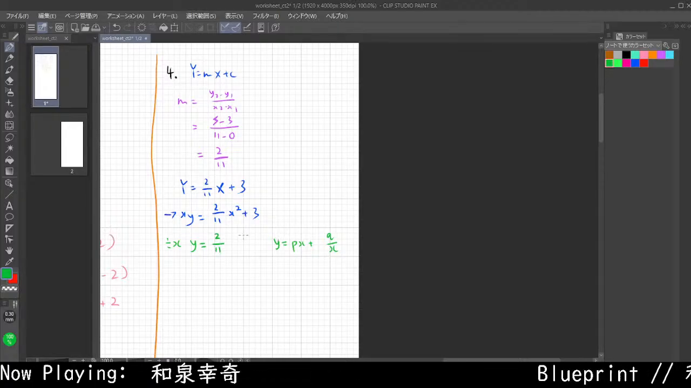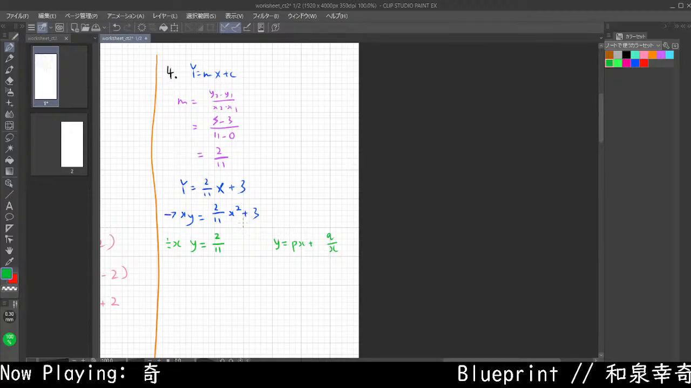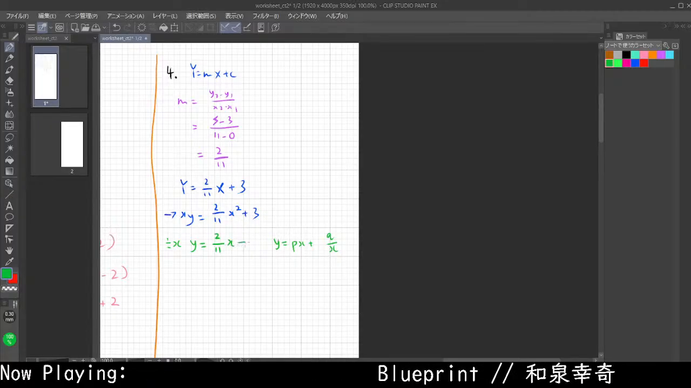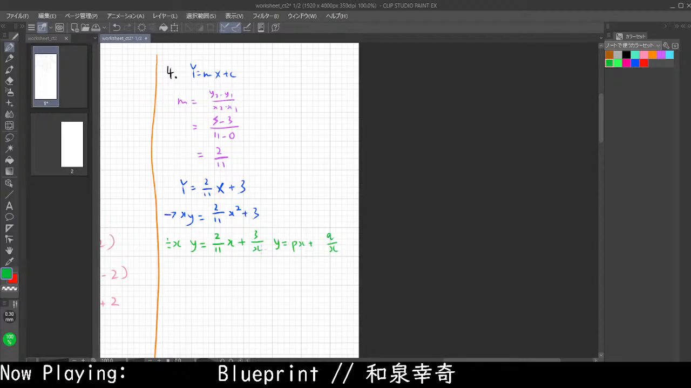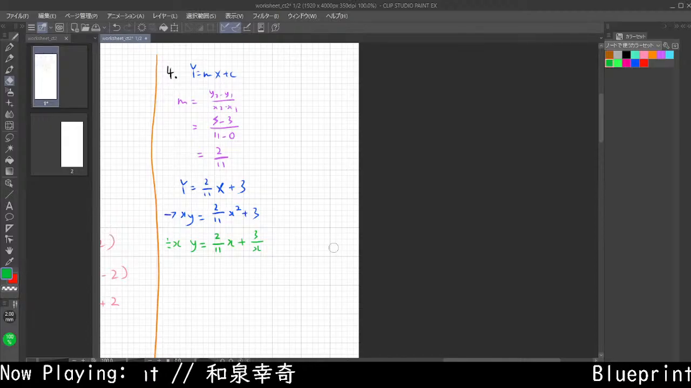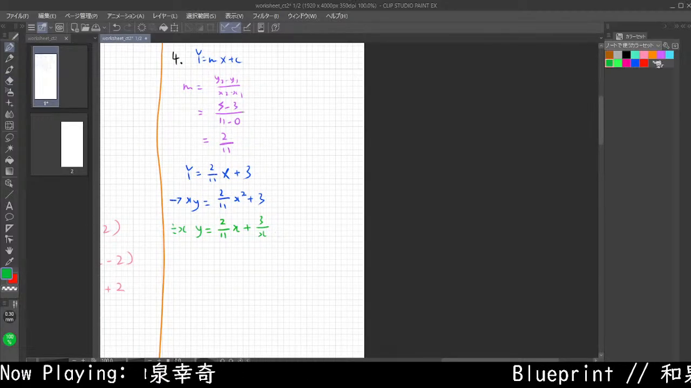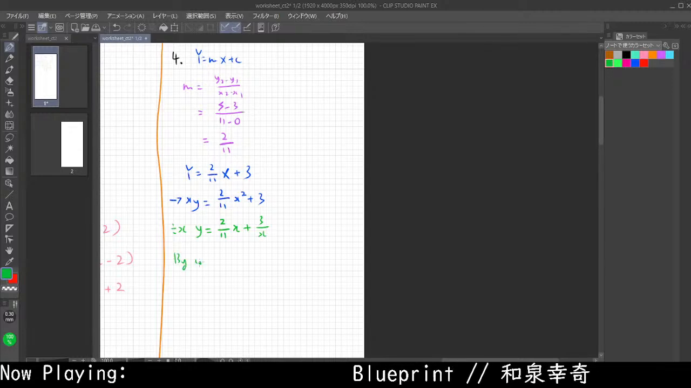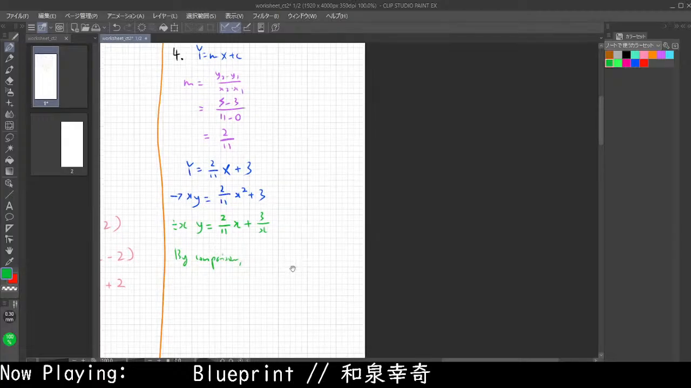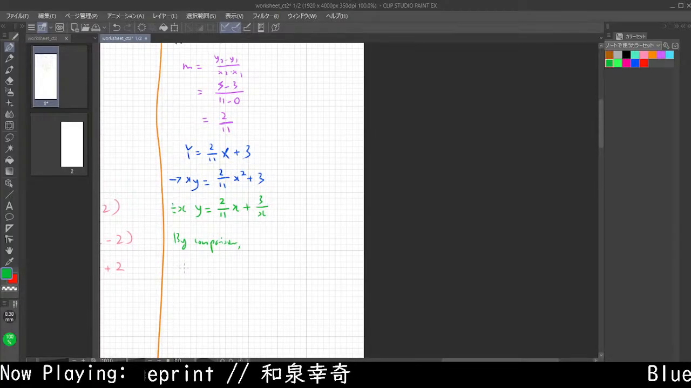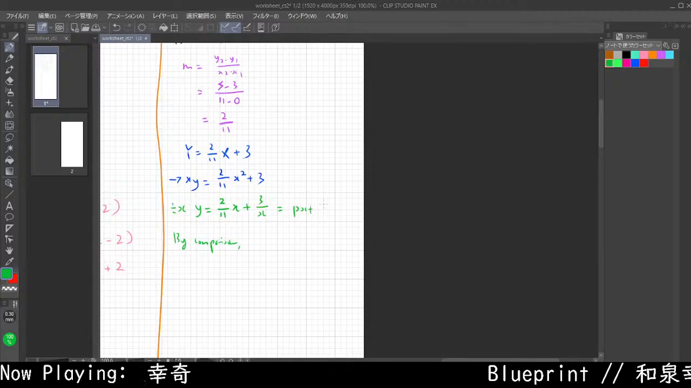2 over 11 x squared divided by x become x. 3 divide 11, 3 over 11, 3 divide x, 3 over x. So now we can compare. We can use the same color. So by comparison, you basically compare this to the one given in the question. You can see that this is also equal to px plus q over x.